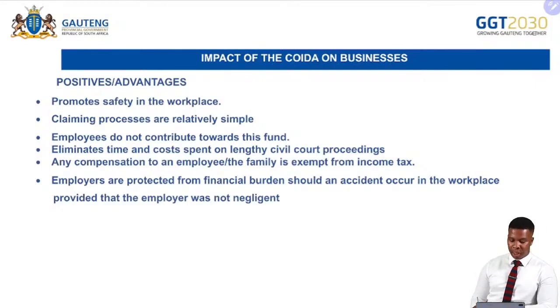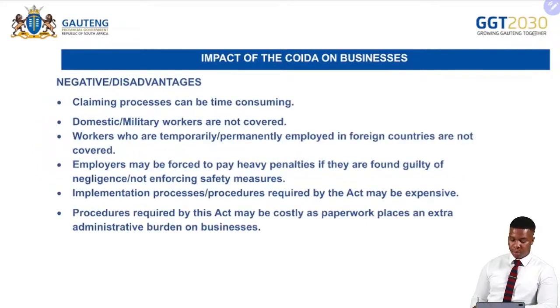And then the employers are protected from a financial burden should an accident occur in the workplace, provided that the employer was not negligent. So employers and employees are protected. And then when we look into the negatives, the claiming processes can be time consuming, and domestic or military workers are not covered, which now is unfair. And then workers who are temporarily or permanently employed in foreign countries are also not covered, and that now is a disadvantage. And then employers may be forced to pay heavy penalties if they are found guilty of negligence, maybe for failing to repair a machine, maybe for failing to give a precautionary measure on how to use the machine, and not enforcing safety measures, hence they say.